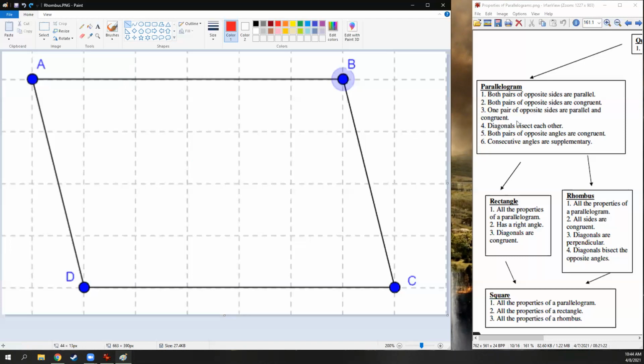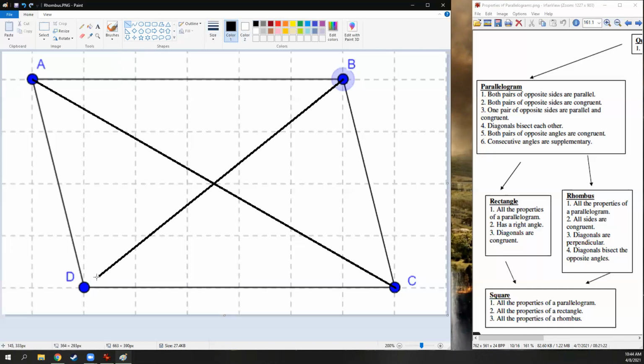So, moving on. The diagonals bisect each other. So what in the world is a diagonal? Well, a diagonal is exactly what it says. It is a line that goes from one point to its opposite point in a diagonal fashion, crossing the shape. These are diagonals. Anytime you see, oh, that's not what I wanted.